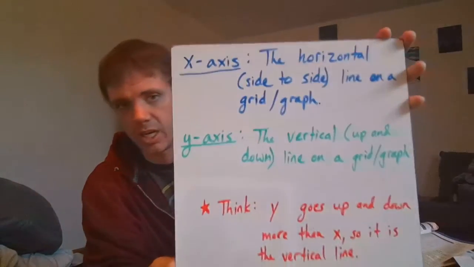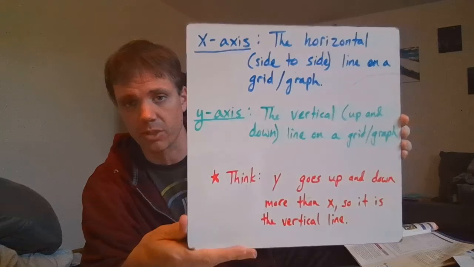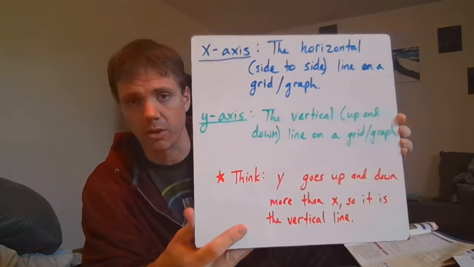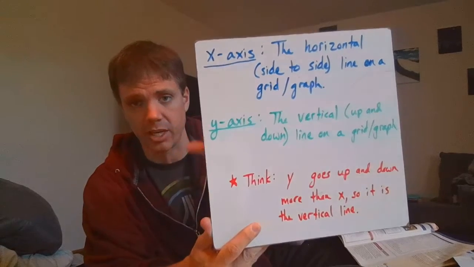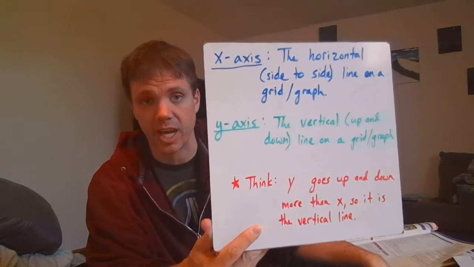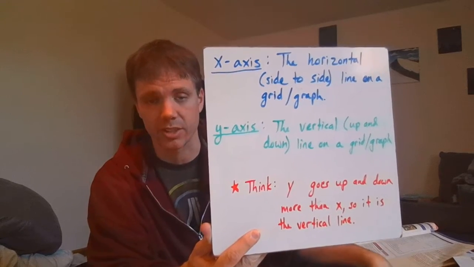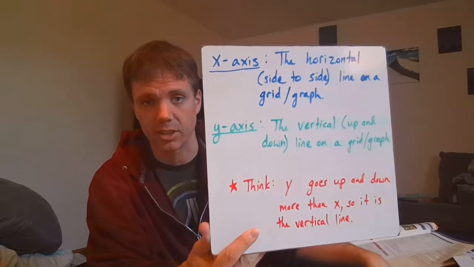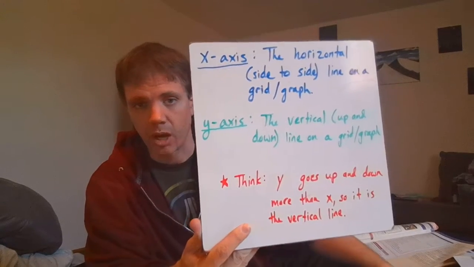So first of all, there's a couple things we have to talk about. The first thing here is the x-axis and the y-axis. When we're talking about a grid or a graph, you have an up and down line and you have a side-to-side line. The side-to-side line is the x-axis. The up and down one, or the vertical axis, is the y-axis. You can see the two definitions there.